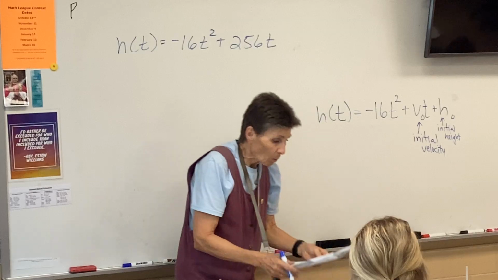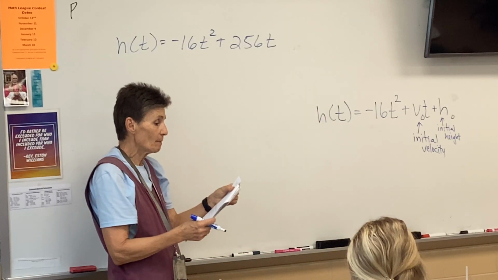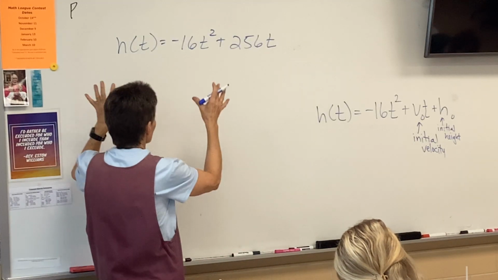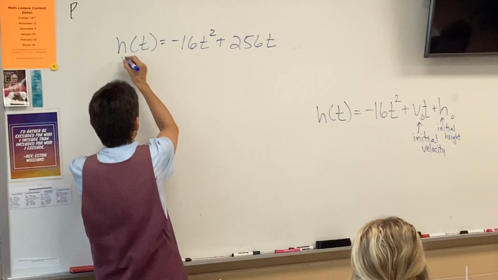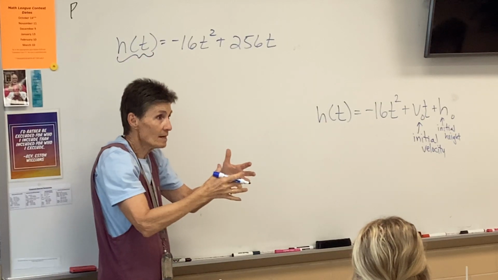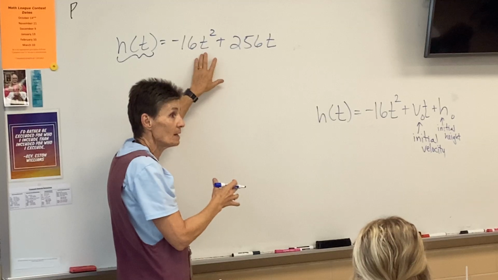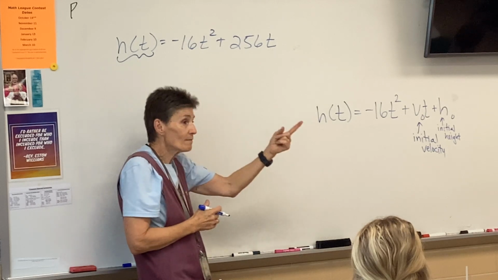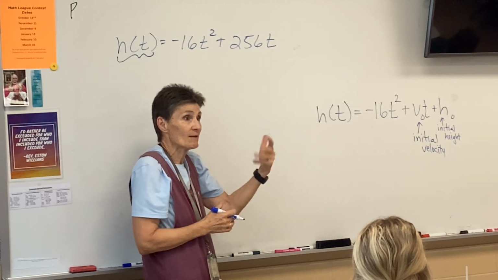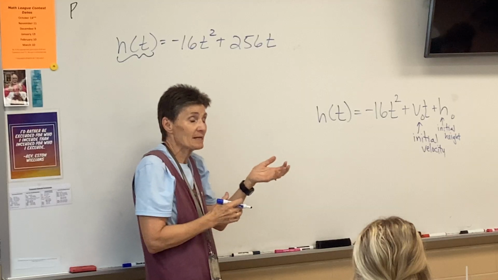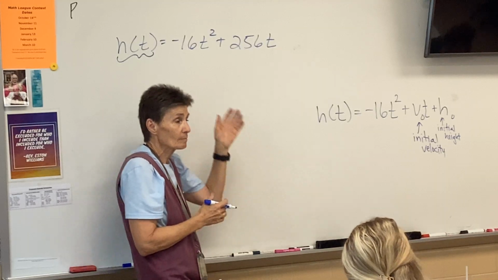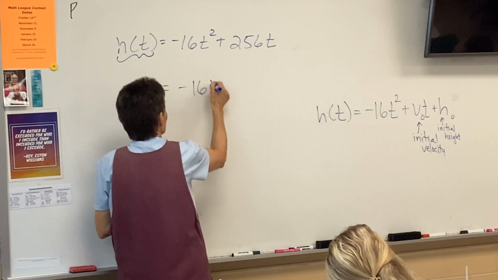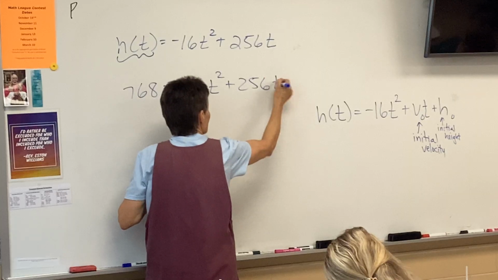Now it says, when will the projectile's height above ground be 768? Now keep in mind, there are two variables up here. This is height, like y, and this is time, like x. So you have two variables. They're telling you that one of those variables is 768. We want it to be 768 feet above the ground. So where are we going to put that 768? Here. So 768 equals negative 16t squared plus 256t.